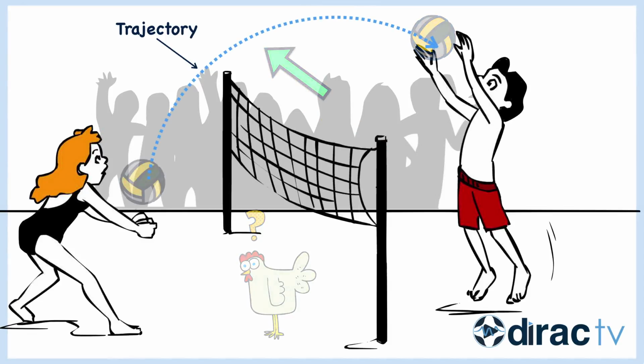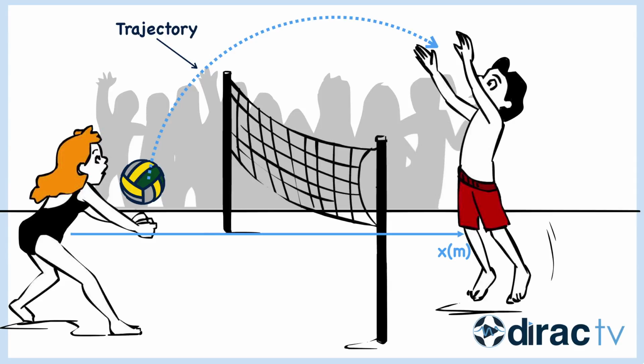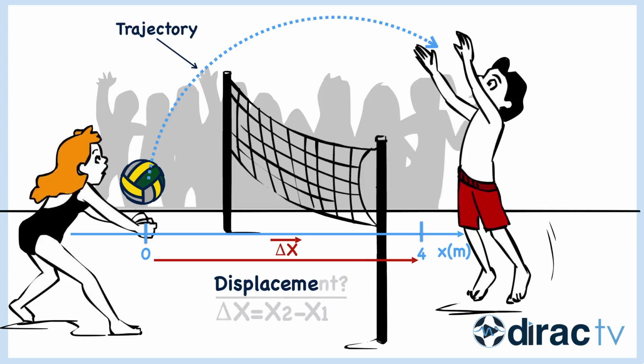No siree. Take that x-axis. Choose a reference point. Let this be point 4. The displacement is the last location minus the first location, 4 meters.